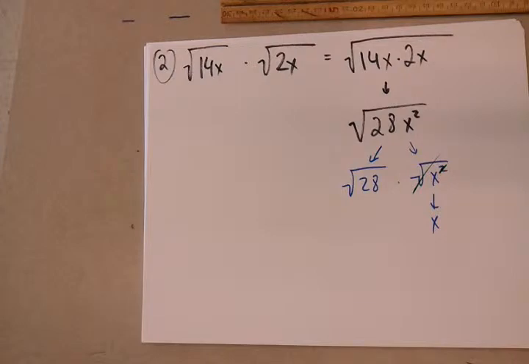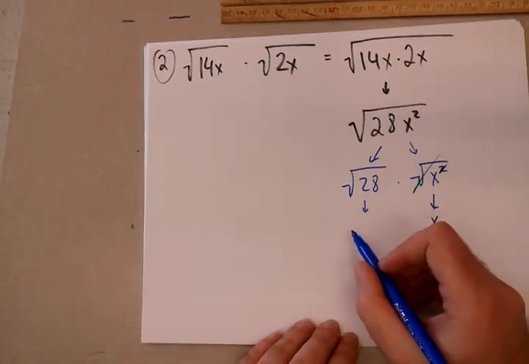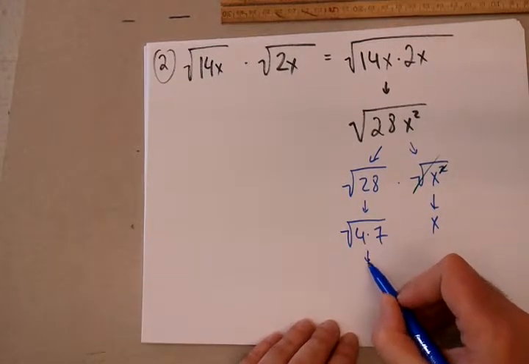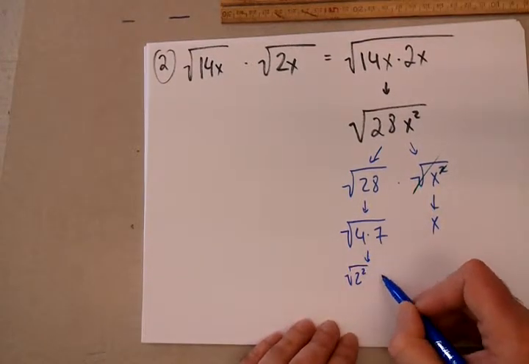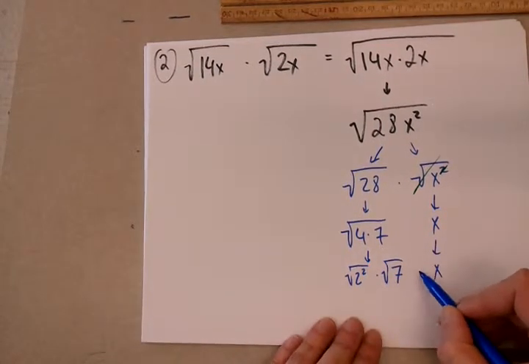The 28, you can break it down into several things. 2 times 14. But the best way to break up 28 is probably going to be 4 times 7. Why 4 times 7? Because 4 is a perfect square. That's the biggest perfect square that is part of the 28. So we can break that down. It's the biggest factor that's a perfect square. So we break it down into 4 times 7. Then I'm going to further break this down into 2 squared, which is the 4, times the root 7. And the x just comes down.